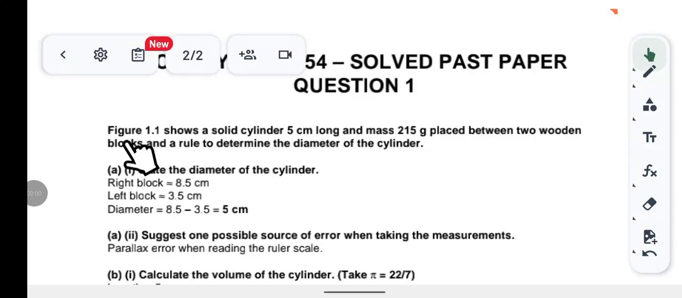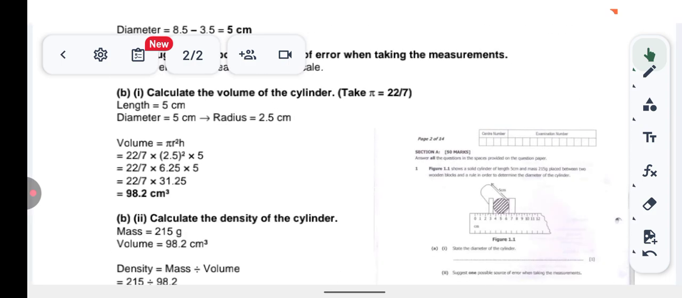Figure 1.1 shows a solid cylinder 5 centimeters long, mass 215 grams, placed between two wooden blocks, and a rule to determine the diameter of the cylinder. Alright, so question 1A was asking us to state the diameter of the cylinder. Let me go to the diagram.